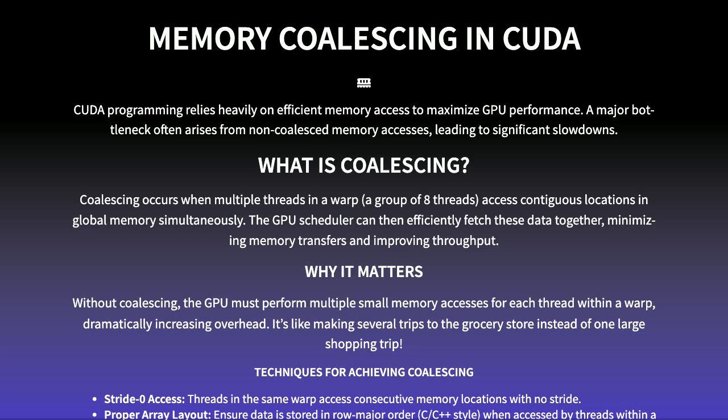There are a few ways you can encourage coalescing. First, use stride-1 access, meaning threads in the same warp look at consecutive memory locations. Second, make sure your arrays are laid out correctly, usually in row-major order. And finally, sometimes loop transformations can help. Think of it like this: if all your team members work together efficiently and grab the supplies needed for a project, you'll get to the finish line much faster than if everyone grabs their own little piece at random.